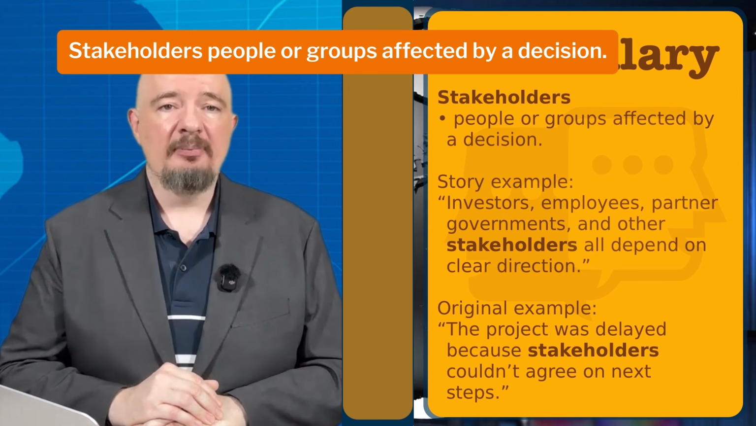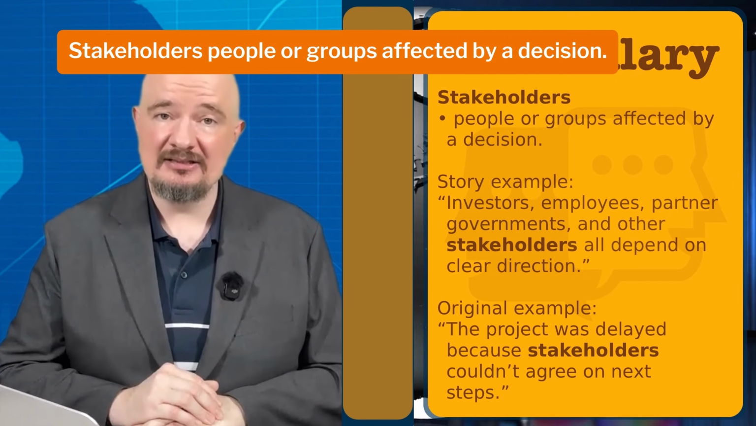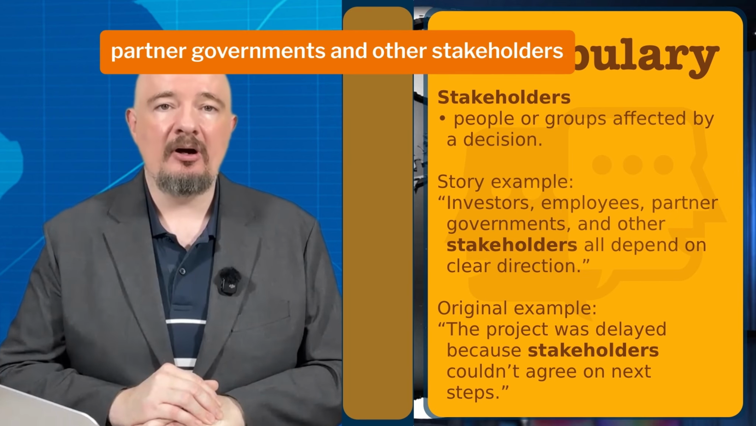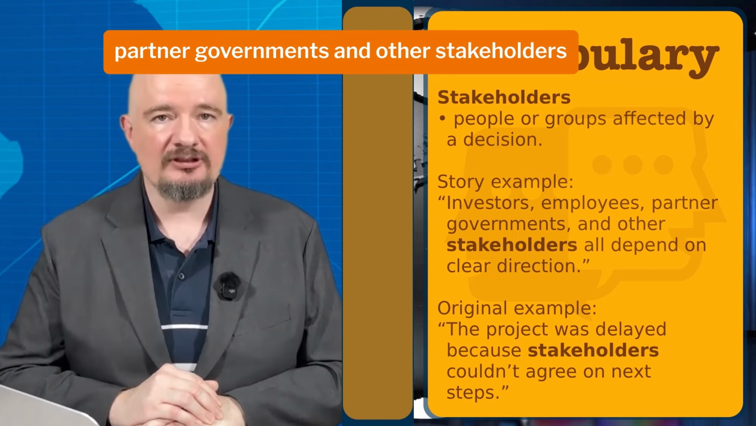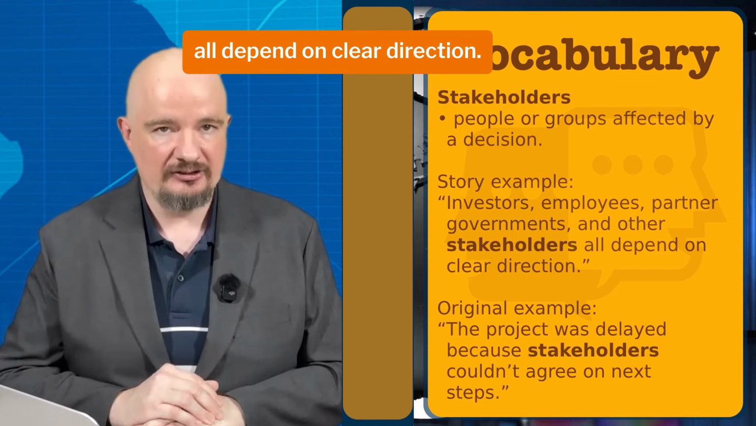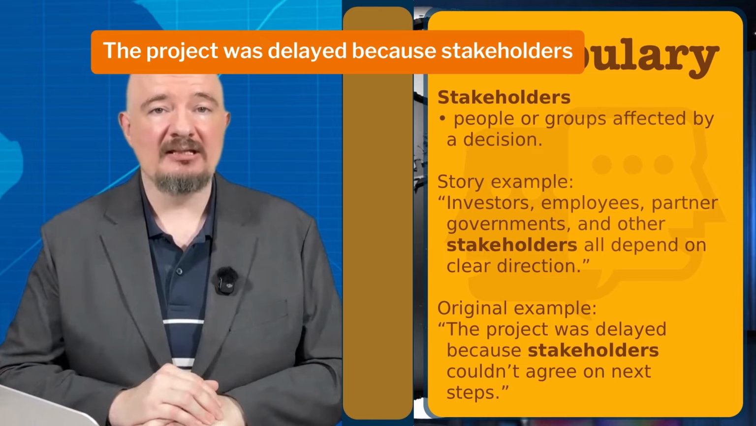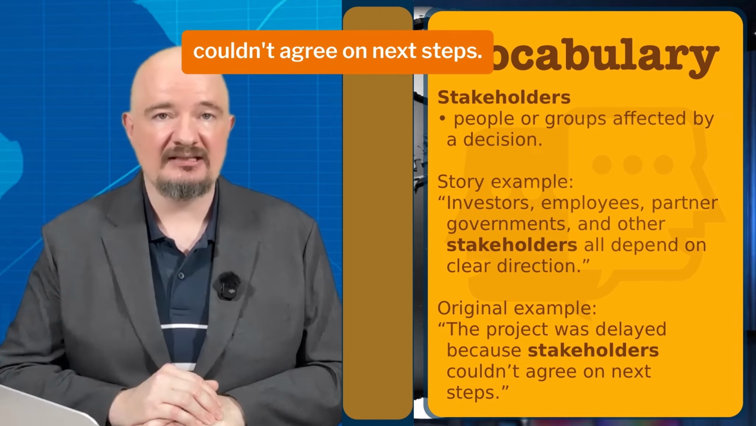Stakeholders, people or groups affected by a decision. From the story, investors, employees, partner governments, and other stakeholders all depend on clear direction. A new example, the project was delayed because stakeholders couldn't agree on next steps.